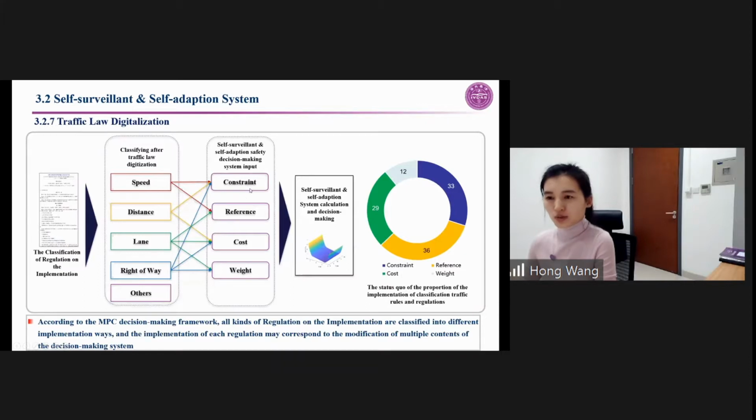According to our decision-making system, it is MPC, model predictive control. Based on this framework, all kinds of regulations are classified into different implementation ways. For example, speed can be transferred into constraints and references, and distance can be transferred into constraints and cost. The implementation of each regulation may correspond to the modification of multiple contents of the decision-making system.